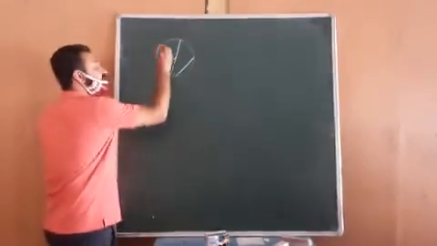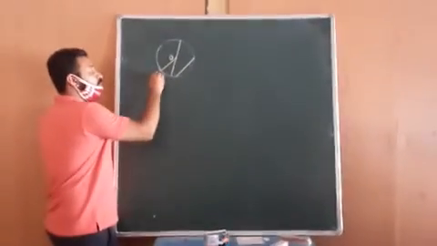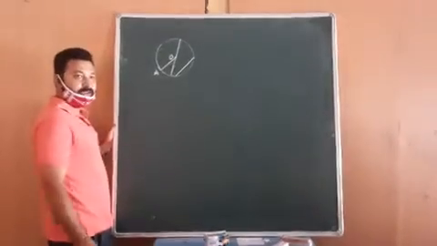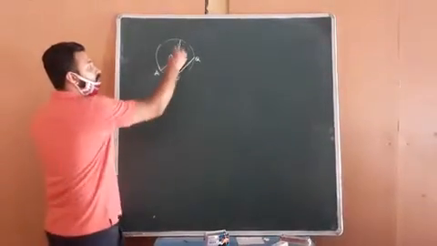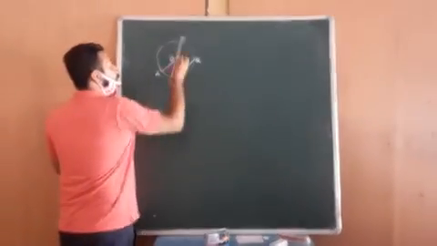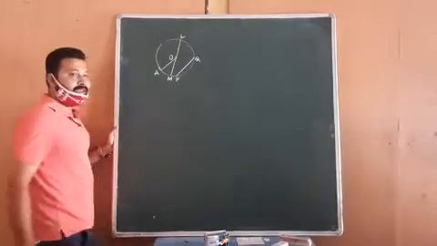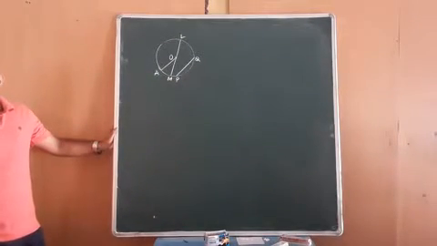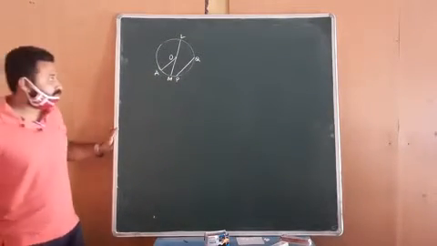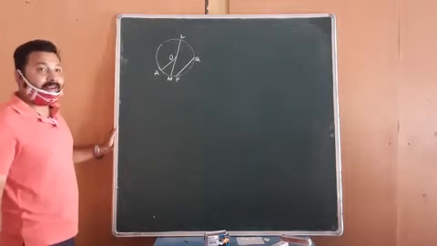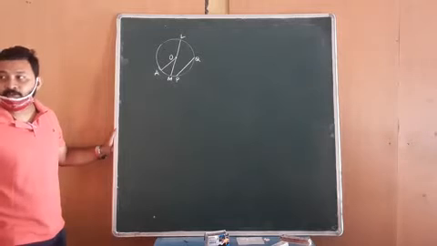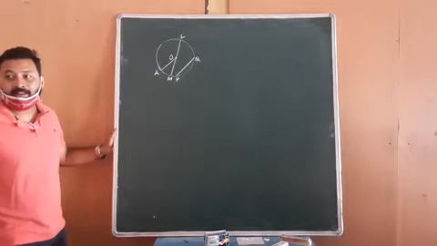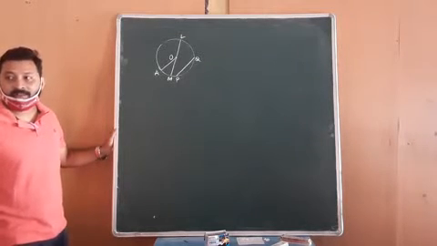Say O is the center, OA is the radius, PQ is the chord of the circle, LM is the diameter of the circle. So if a line intersects the circle in two distinct points, then that line can be called a secant.